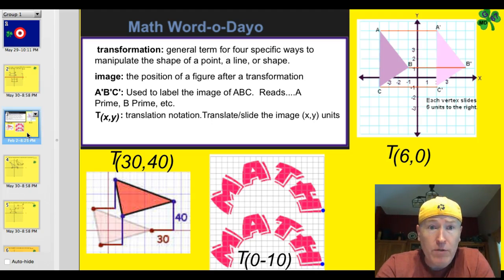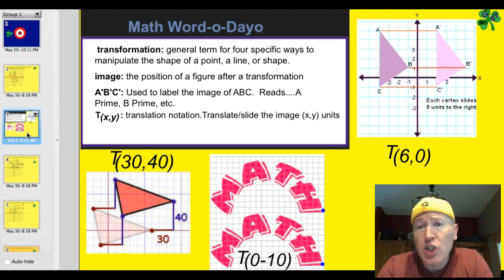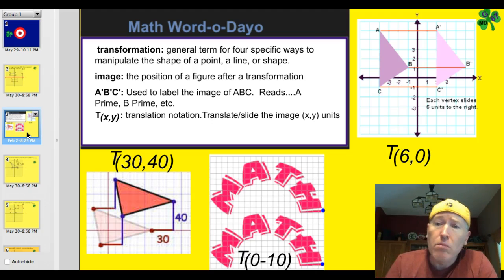First of all, a transformation. That's a general term for 4 specific ways that you can move a shape. It could be a slide or a rotation. It could be a flip, or a reflection, sometimes we call it. Certainly tonight our focus is on translation, which is moving the entire shape, that slide type motion.